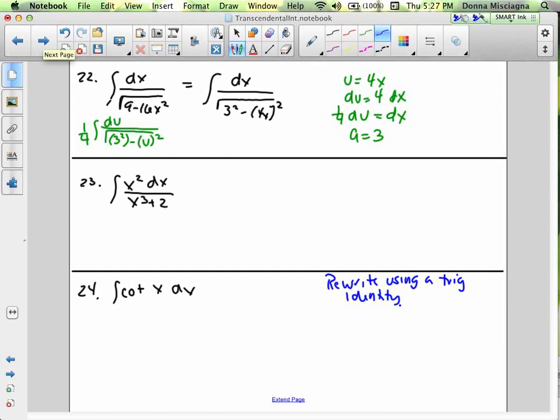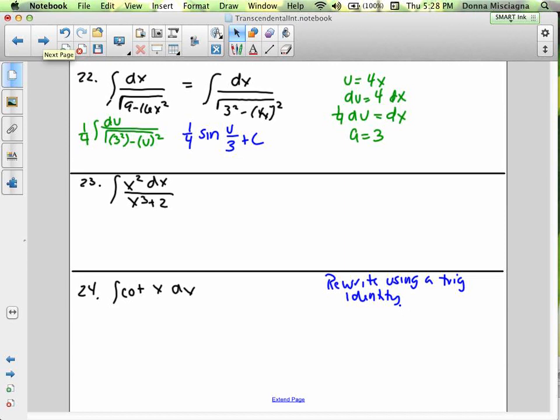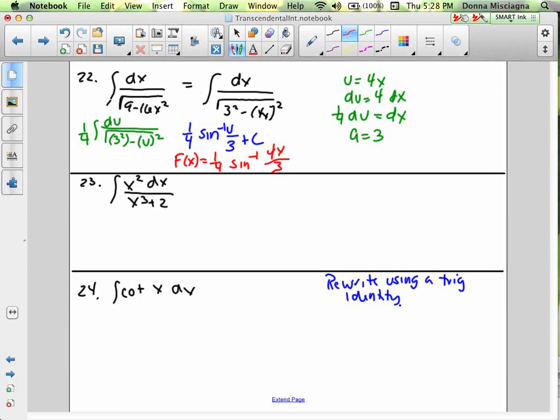All right, now let's integrate. Now that we have u's that match du, this would be 1/4 arcsine u over 3 plus c. And then at this point we will replace the u, not before. And then we have our equation. So f of x equals 1/4, oops, I said arcsine, but where's the arc part? I don't know. 1/4 arcsine, and it's 4x over 3 plus c. There we go, another one done.